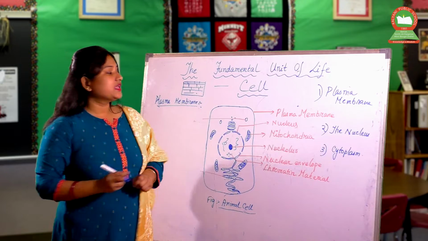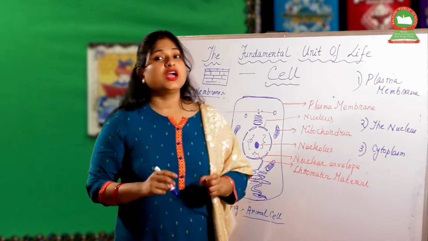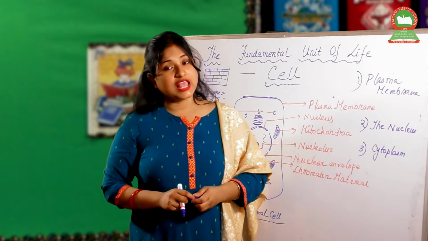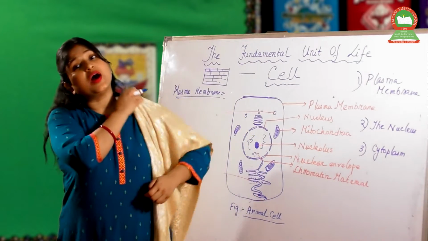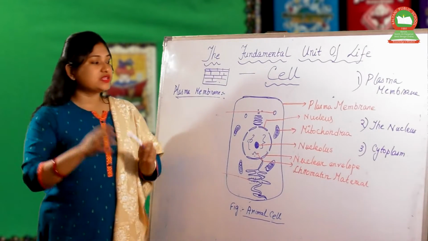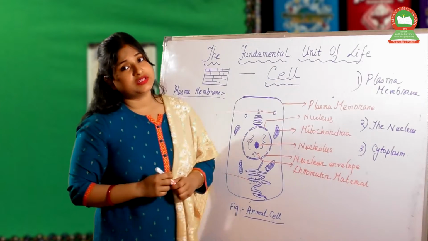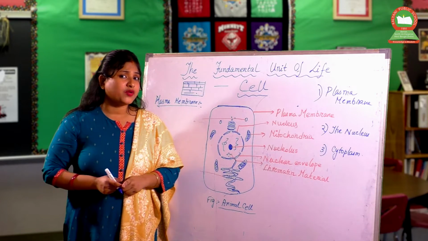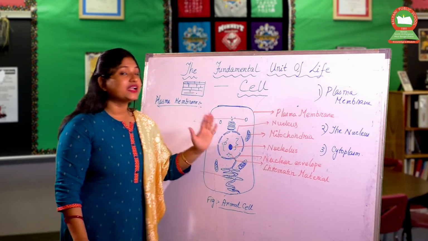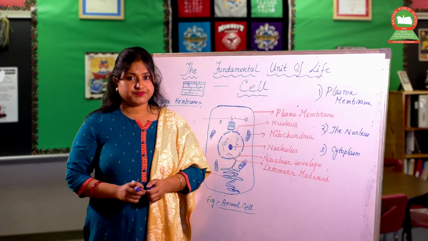Plasma membrane is the outer layer of the cell. It is the outer protective layer of the cell, and it forms the cell boundary. So, this plasma membrane separates the inner content of the cell from its external environment. So, what is the function of plasma membrane? It separates the inner content of the cell from its external environment.